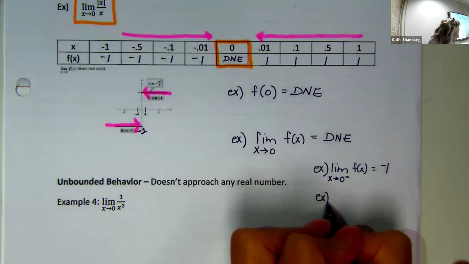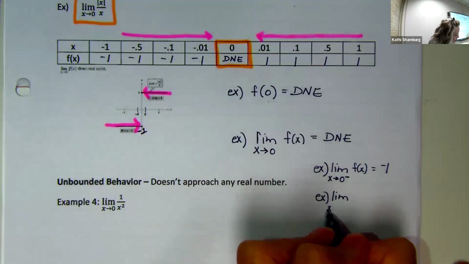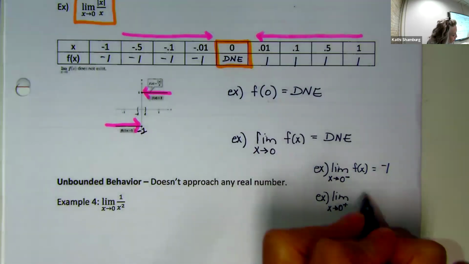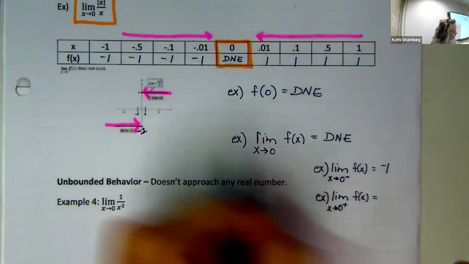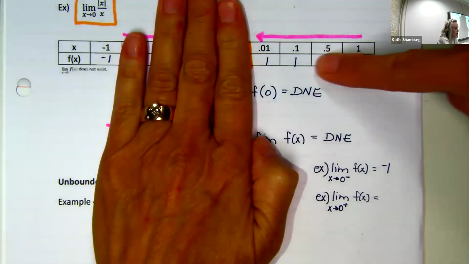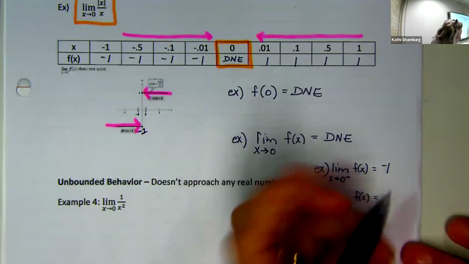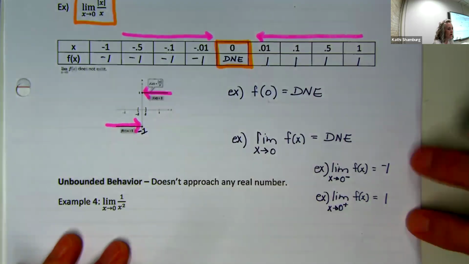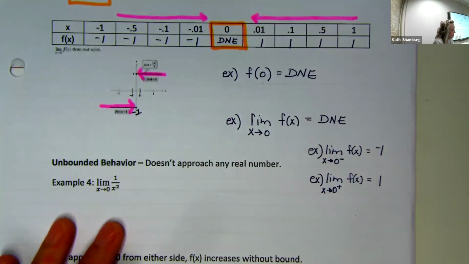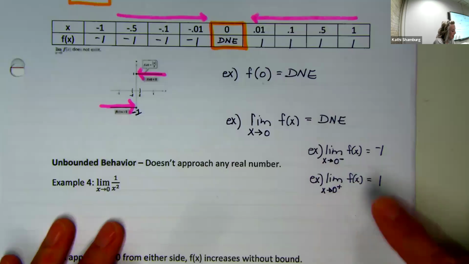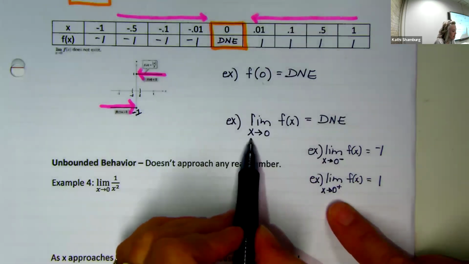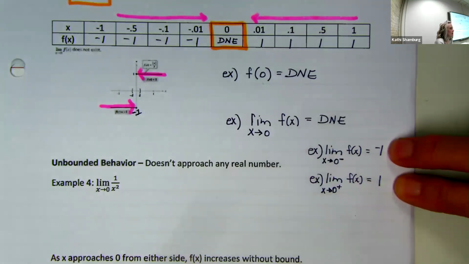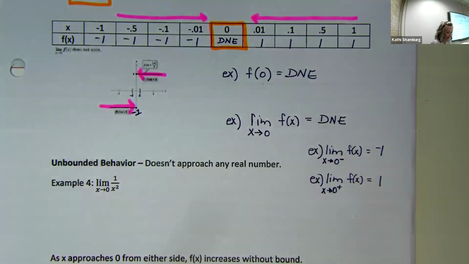If I said the limit as x approaches 0 and I put a plus sign there, that means from the right. So it is approaching +1. And you can look at the graph and tell that as well. So they do have an answer if you specify from the left and from the right. Then if you just want to know the limit as x approaches 0, if these are not the same value, then it does not exist.